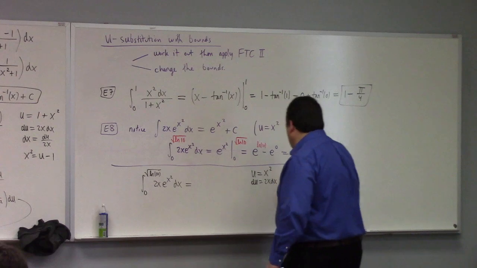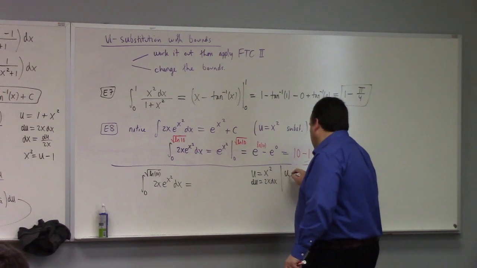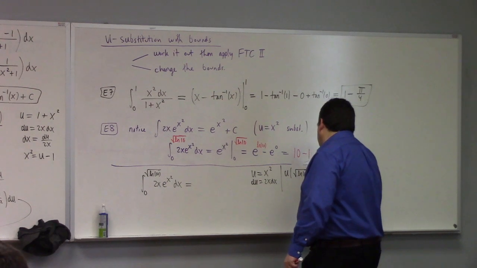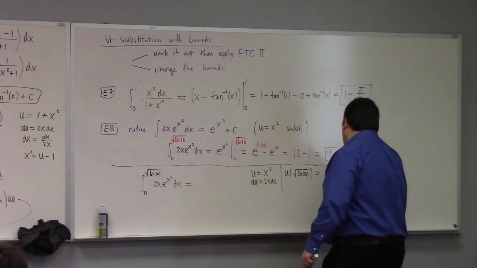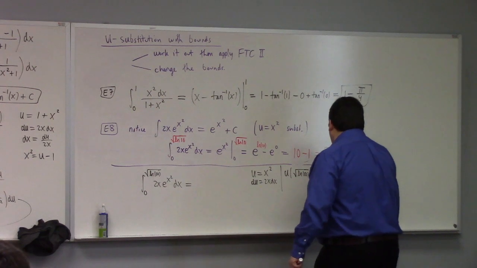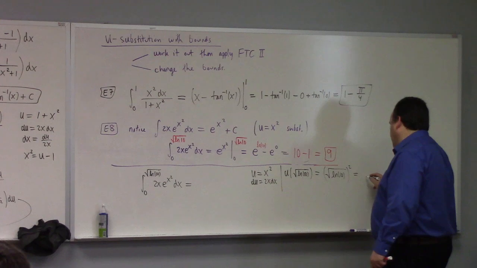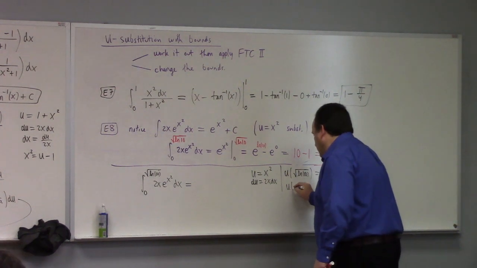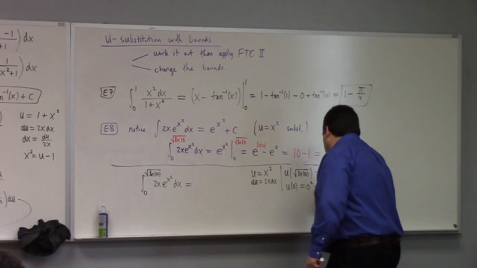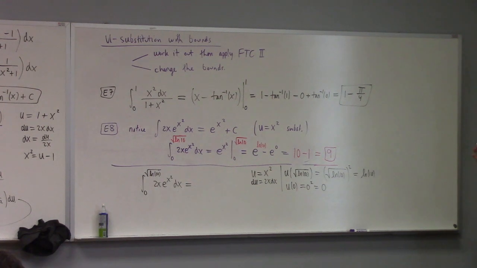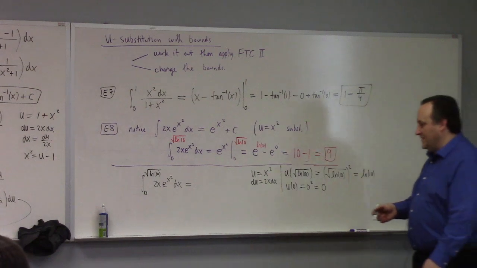But when we have bounds, we also have to change the bounds. So u of the square root of the natural log of 10 is equal to the square root of the natural log of 10 squared, if I'm making a u equals x squared substitution. So that simplifies to the natural log of 10. On the other hand, u of 0 is 0 squared, which is 0. See, if I had kept my bound as 1, I would have changed bounds from 0 to 0 and 1 to 1, which would have been, I mean, this is bad enough that the lower bound's not changing.